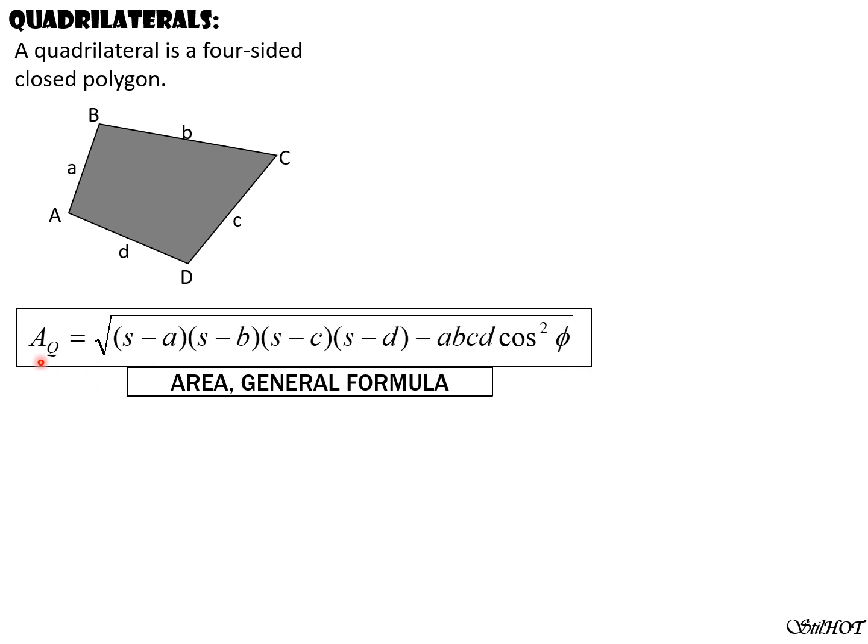And s is, this time, because it is a quadrilateral, half the perimeter. That is 1/2 of the quantity a plus b plus c plus d.